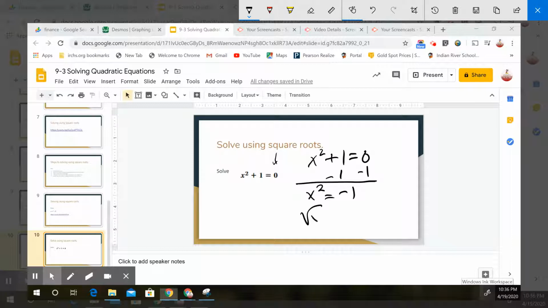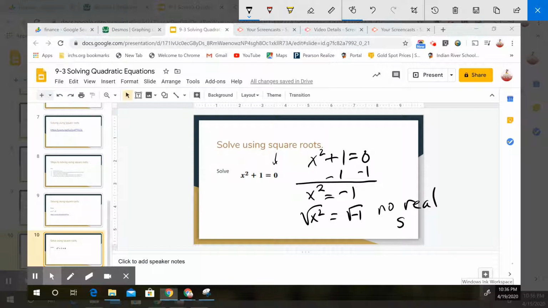Now, if we take the square root of both sides, you're going to notice that we get the square root of -1, which you can't do. In Algebra 2, you'll learn how to do that. That's something that we teach in Algebra 2. But for the sake of learning here, you cannot take the square root of a negative number here. So this one would just be no real solutions.